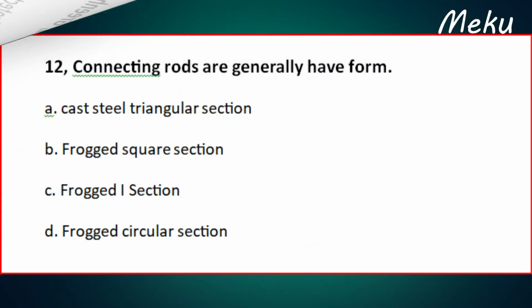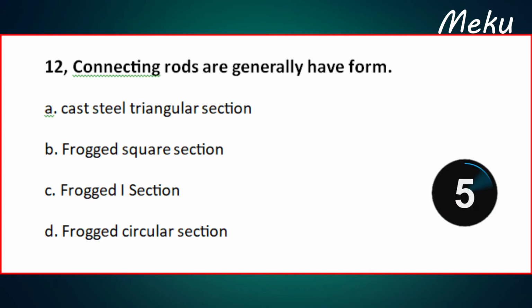12. Connecting rods generally have the form: A. Cast steel triangular section. B. Forged square section. C. Forged eye section. D. Forged circular section.